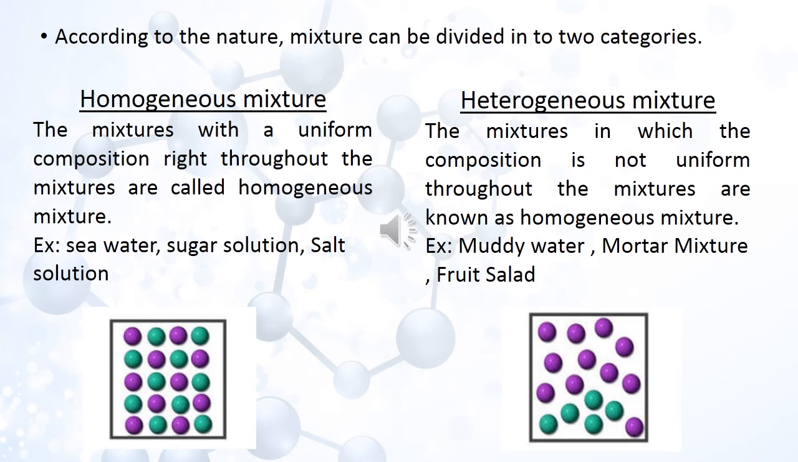Heterogeneous mixture. That means the constituents in the mixture are not equally distributed throughout. These are mixtures in which the composition is not uniform throughout the mixture. Let's take one example.